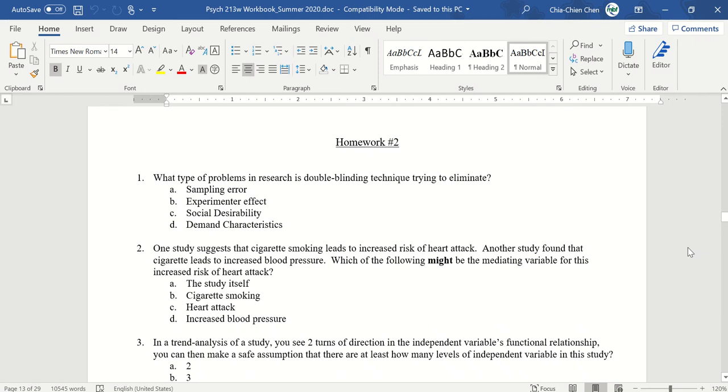All right, let's go on with homework number 2. What type of problem in research is double blinding technique trying to eliminate? Okay, it's trying to eliminate two things. It's trying to eliminate experimental effect, and it's going to try to eliminate demand characteristics. So the correct answer is B and D.